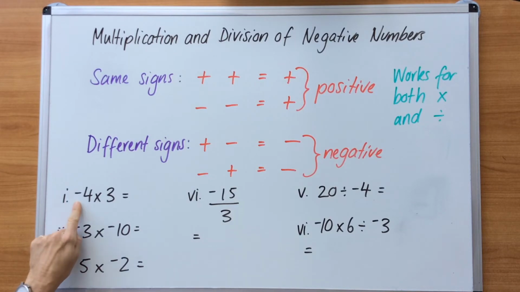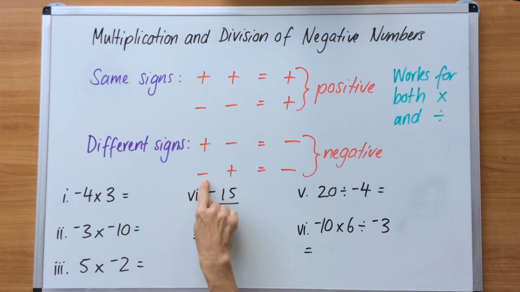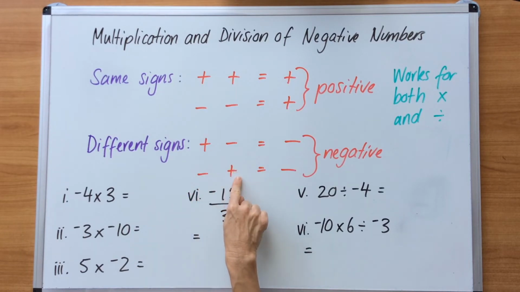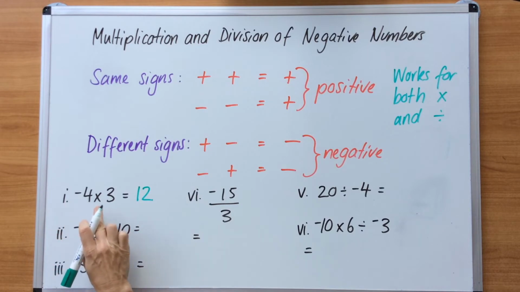If we have a negative 4 multiplied by 3, we have a negative number multiplied by a positive number. So as you would normally do, multiply the numbers. So 3 and 4 is 12. But we have one negative, one positive, which means it must be a negative number.